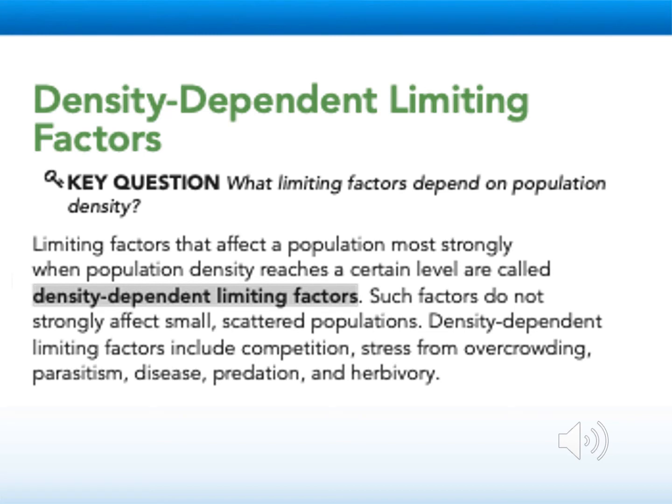Limiting factors that affect a population most strongly when population density reaches a certain level are called density-dependent limiting factors. Such factors do not strongly affect small, scattered populations. Density-dependent limiting factors include competition, stress from overcrowding, parasitism, disease, predation, and herbivory.